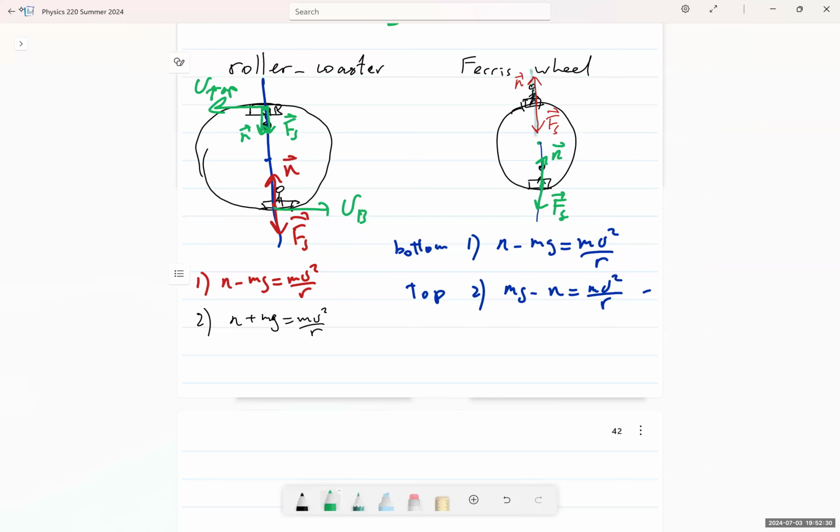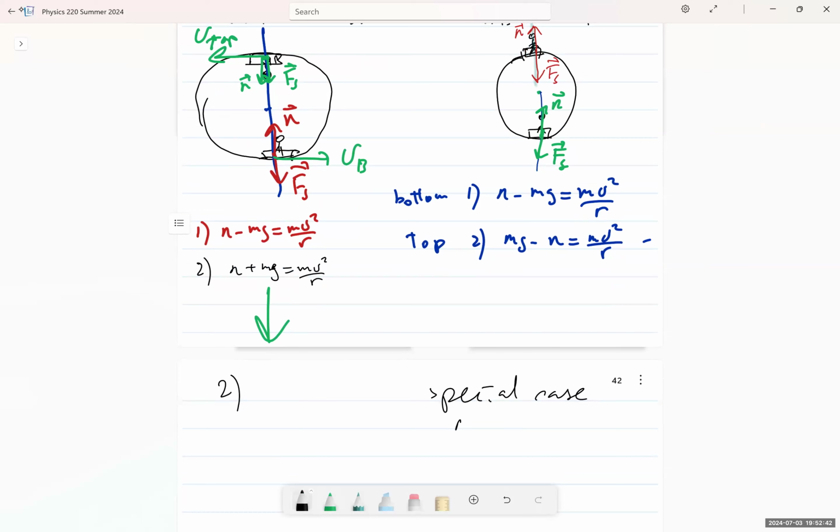Now, for equation 2, this is for the roller coaster. For equation 2, there's a special case. This calculates the max speed, or sometimes known as the critical speed. This assumes you have a speed that is barely enough to get you all the way to the top, but when you're at the top, you're moving slow enough that for a fraction of a second you're kind of out of your seat. So then normal force is 0.